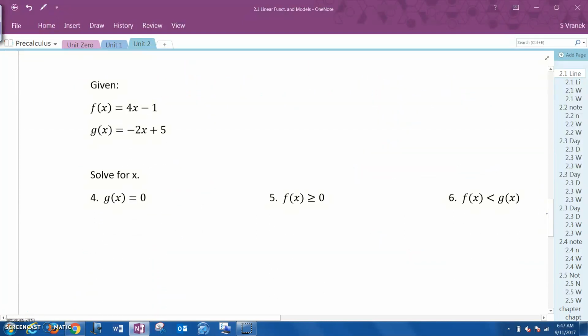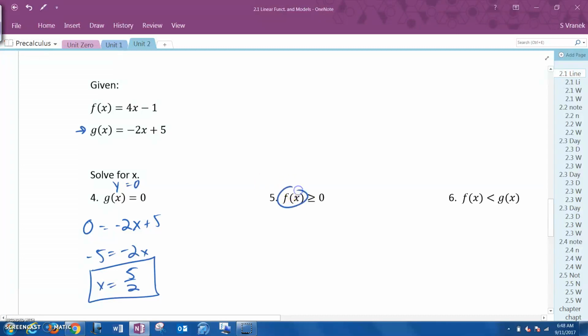Given these functions, let's find a few different things. Now, remember, this is saying your y is equal to 0 for this function right here. So the left side will be 0, and we set that equal to, we want to know when this function equals 0. So then we just solve, and you should get that x is equal to 5/2. Okay? So basically you're just setting up the problem as written.